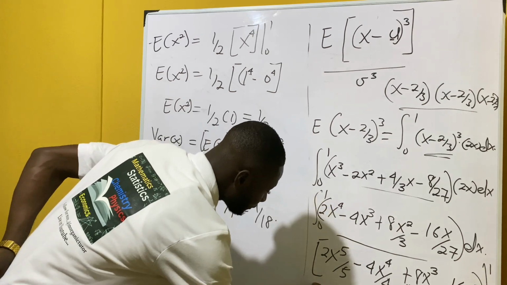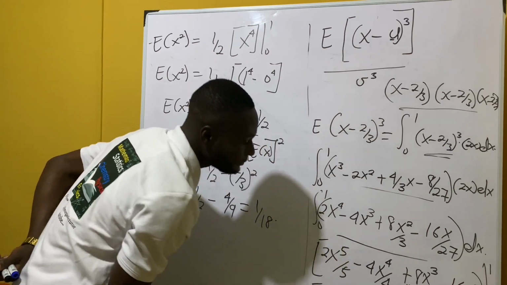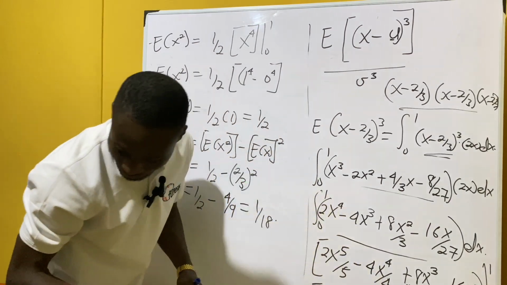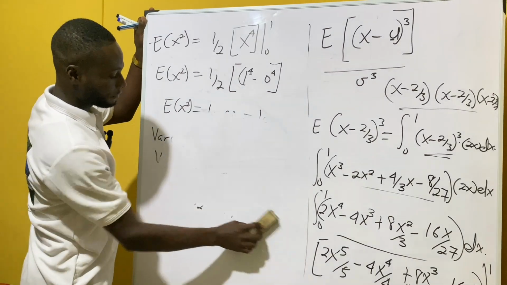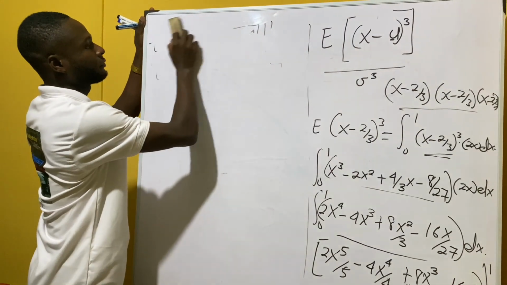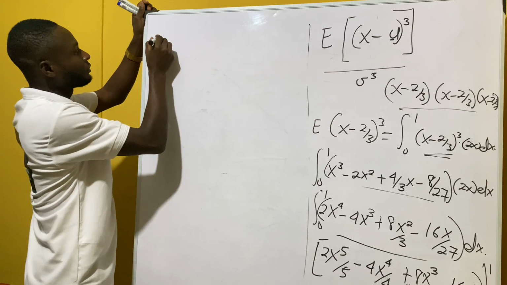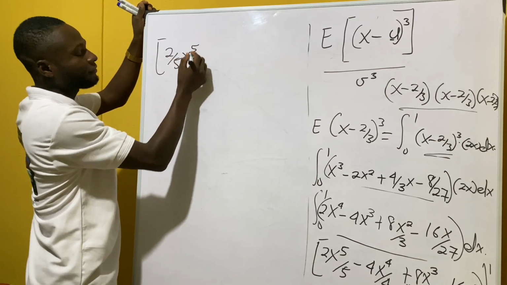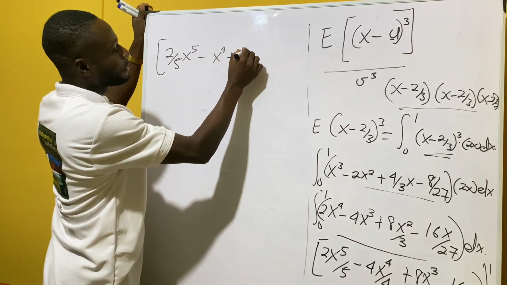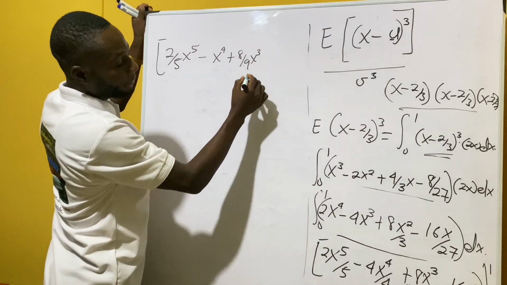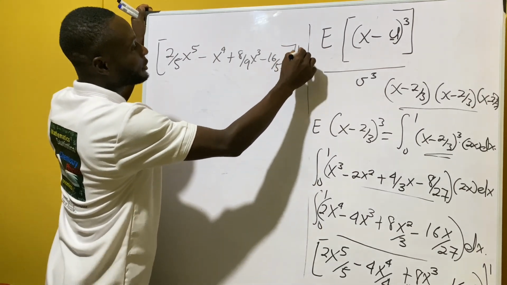So we can put in the limit and find the exact value of this expression. All the same, we can simplify the function first. When you simplify the function, you have 2 over 5 x to the power 5 minus x to the power 4 plus 8 over 9 x to the power 3 minus 16 over 54 x squared, on the limit 0 and 1.